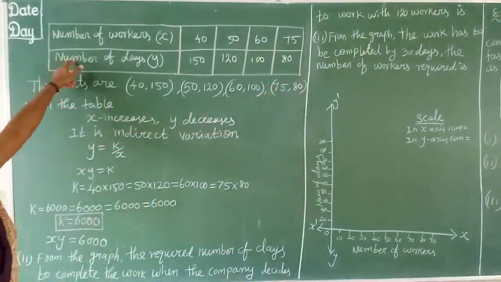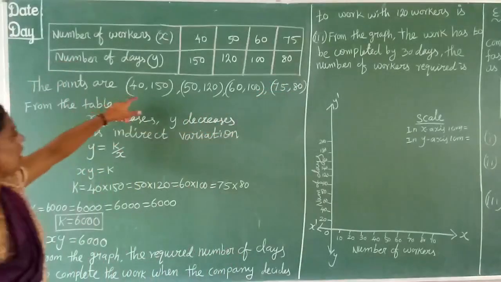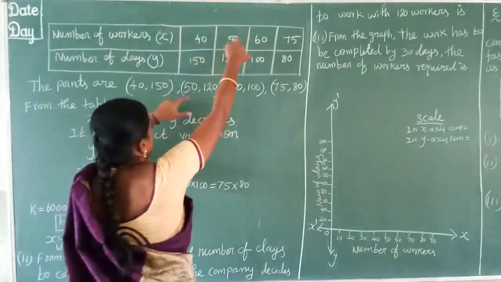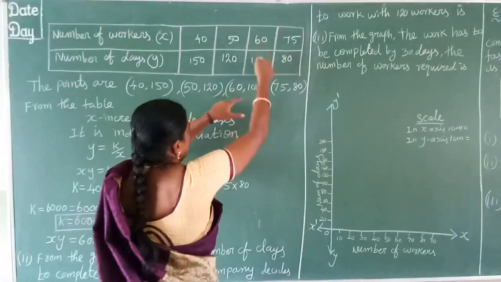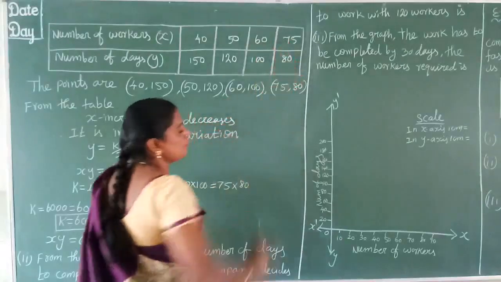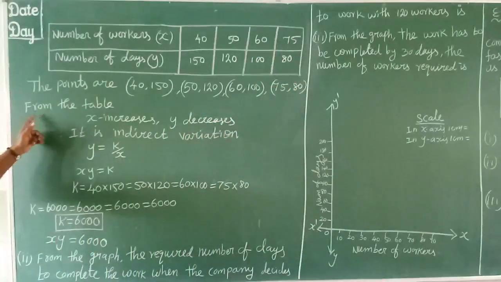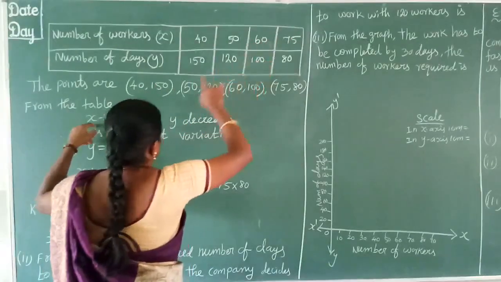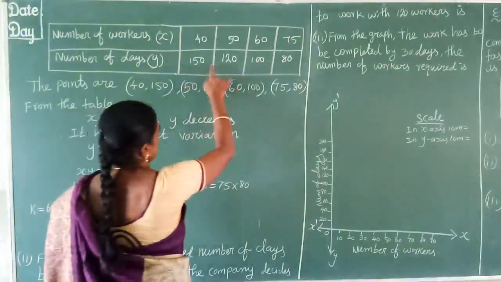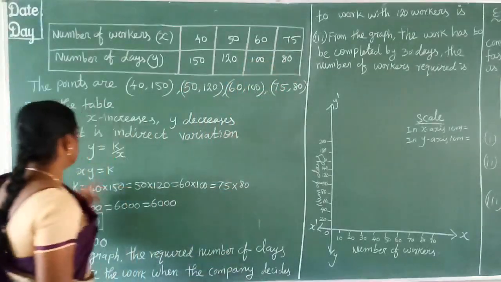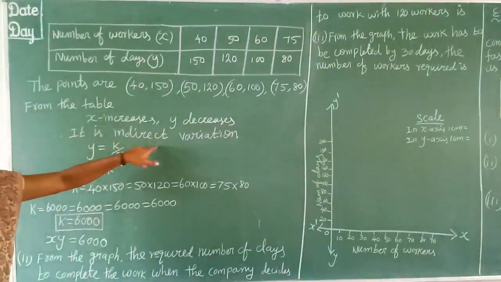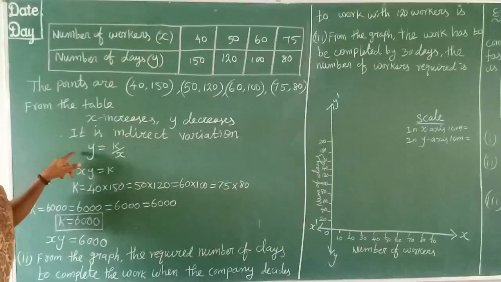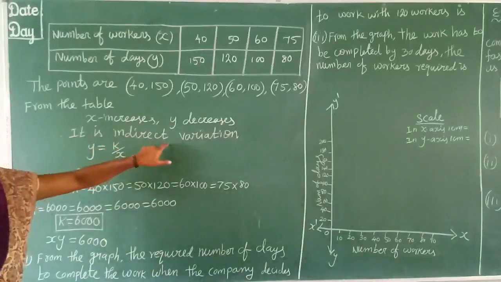So after the tabular column you want to write the points. The points are (40, 150), (50, 120), (60, 100), (75, 80). From the table, x increases: 40, 50, 60, 75, and y decreases: 150, 120, 100, 80. So it is an indirect variation. So the first option is completed.